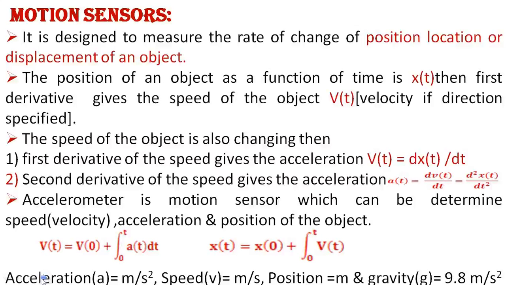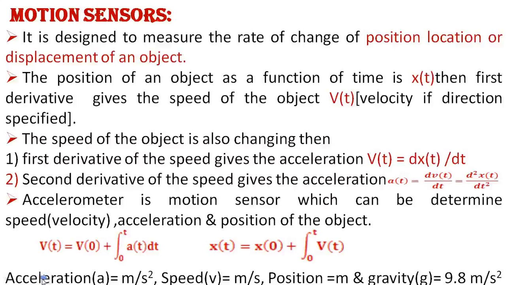The position of an object as a function of time is x of t. Then the first derivative gives the speed of the object, v of t, or velocity if direction is specified. If the speed of the object is also changing, then the first derivative of the speed gives the acceleration. Second derivative of position gives the acceleration, a of t equals dv of t upon dt, equals d square x of t upon dt square.